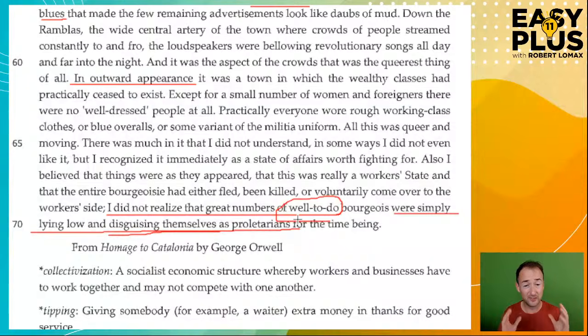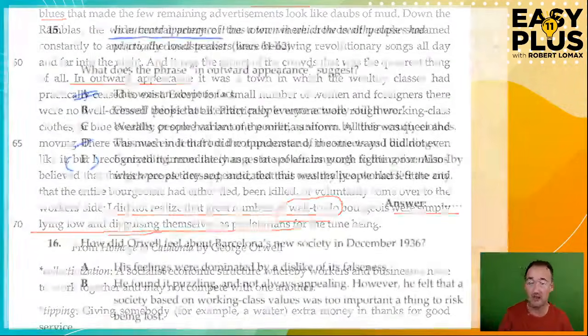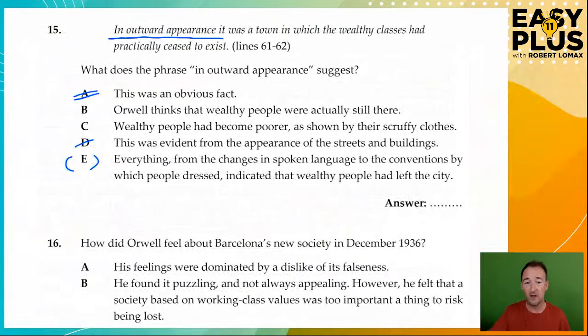That's why this is such a difficult comprehension task. Not necessarily because the questions themselves are difficult when you have all the information in front of you, but because very few questions are just about looking at one line, taking the answer and putting it into the answer box. You have to read whole sections of it, understand what's going on, even despite not understanding all the difficult words, find the right bits of information, pull them together into an impression that allows you to say, Orwell thinks that wealthy people were actually still there.